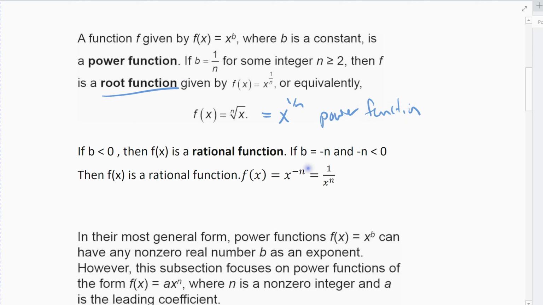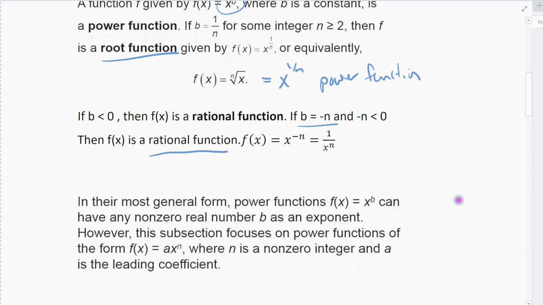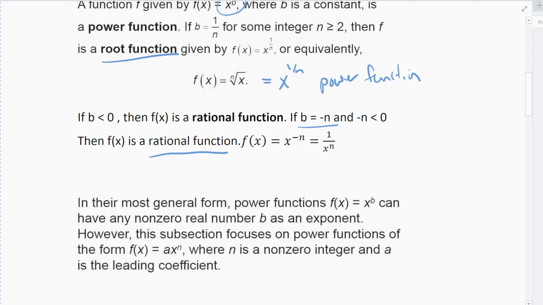Rational functions arise when the power is negative. If my power comes out negative, whatever that power is, then that's the rational function case, because x raised to a negative is really 1 over that value, and I get a simple division case. So in general, the power function is any function where I've got some x raised to a number, and that number can be anything, as long as it's not zero. It can be positive, negative, a whole number, a fraction, or a negative number.